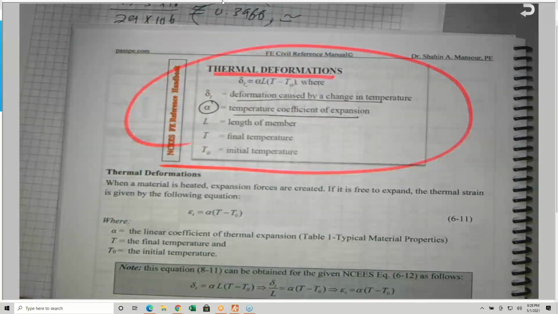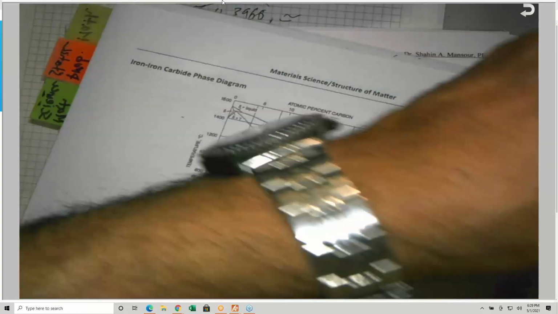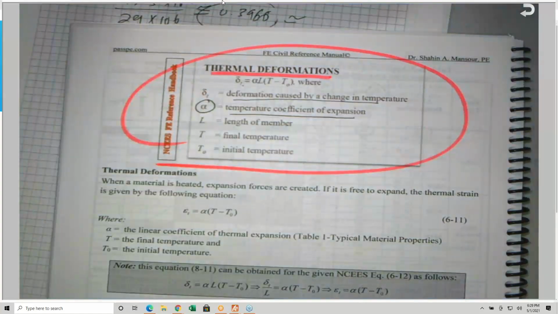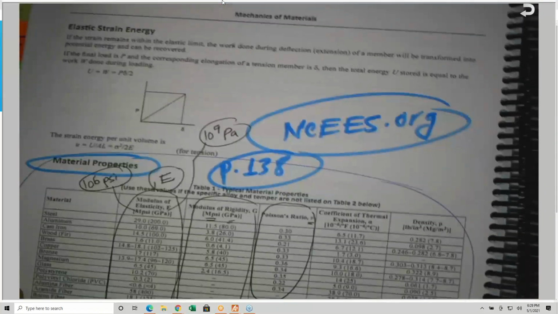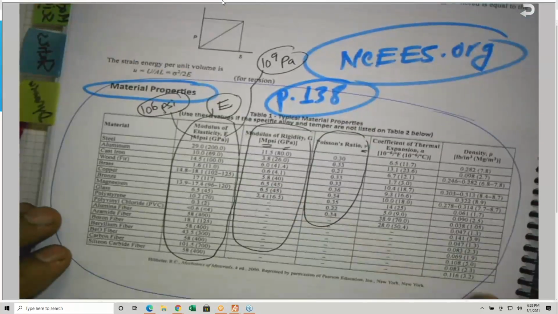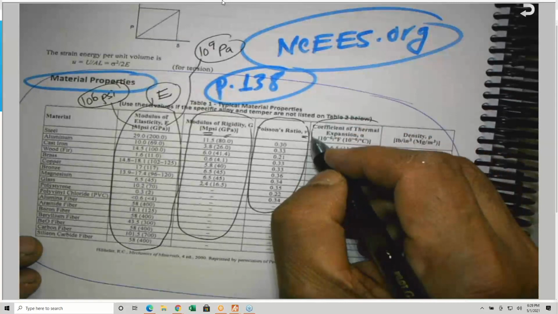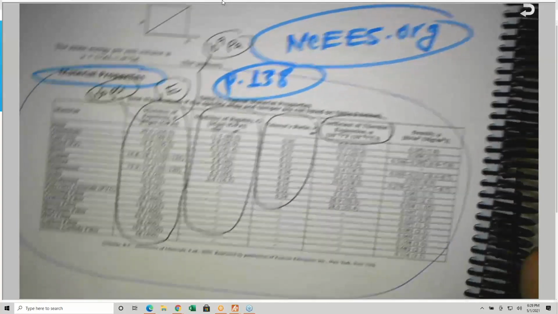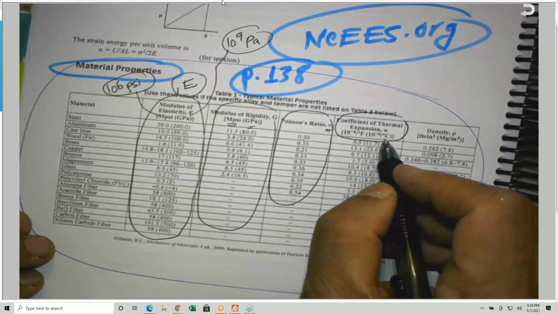Do you remember the two tables in the NCEES, table 1 and table 2, at the end of the mechanics of materials? Here we go. This is the table I was talking about before, on page 138. This is the coefficient of thermal expansion, alpha. You don't have to memorize anything, but they are given here in US and in metric, or SI.